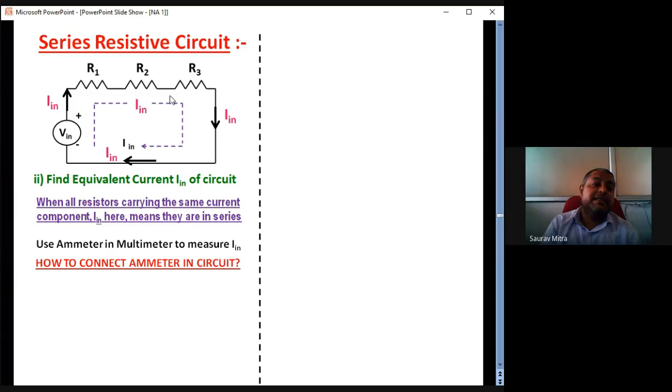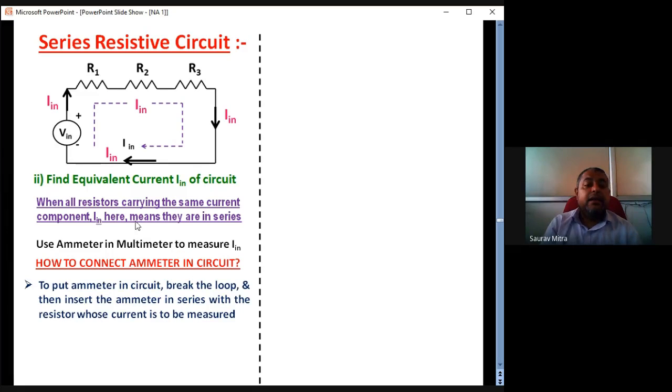So now the circuit is this. Vin is giving the supply to R1, R2, R3, and R1, R2, R3 is carrying some current. You want to measure actually how much is the current. So the In value you want to know. So in that case, what you have to do is, again, to put the ammeter in the circuit, break the loop. Every time you are being asked to break the loop.